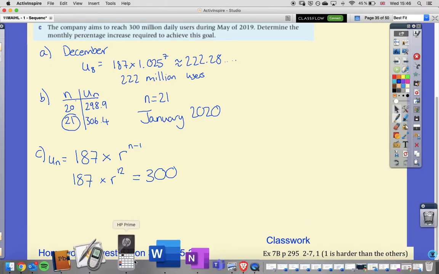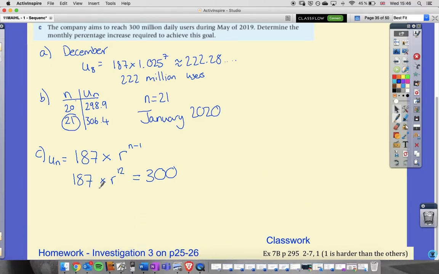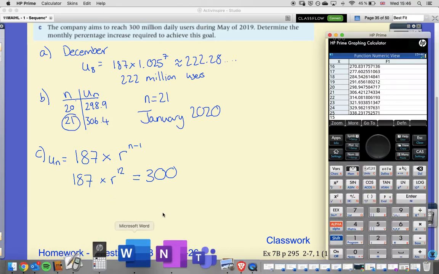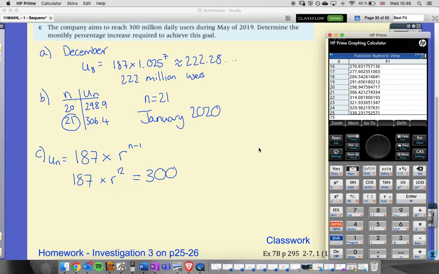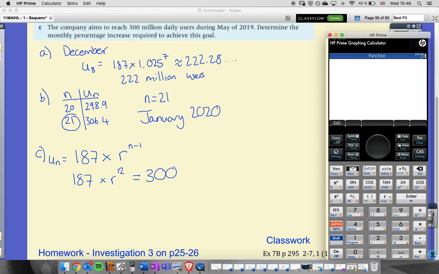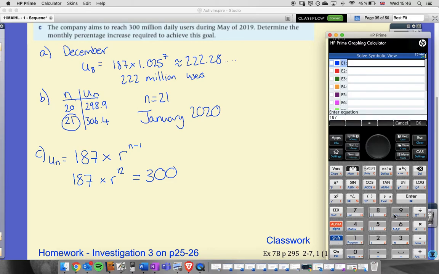Many options on how to solve this. We could do it algebraically, we could graph both of these and look for an intersection, or we could use the Solve app on our calculator. So let's just review how to do that. We type in our equation, 187 times our unknown, which is coming up as a, to the power of 12, equals, there's this here which you can use as an equals, or it's shift and then the decimal point, equals 300.